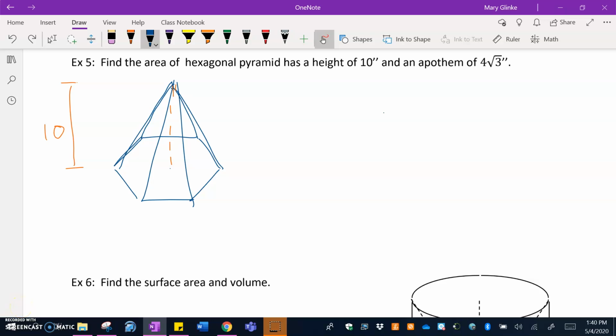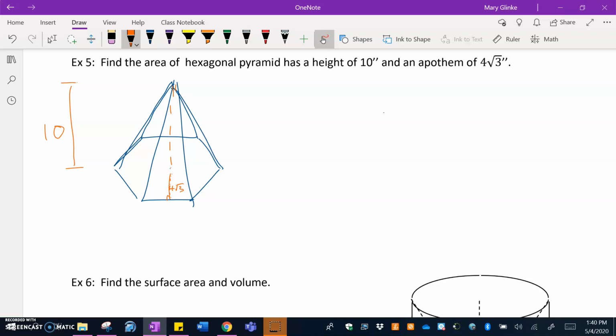In this one, we're going to find the area of a hexagonal pyramid. So you can see our base is a hexagon, and the height from the apex to the base is 10 and the apothem is 4 root 3. The apothem is the distance from the center to the side. Right here, this part is going to be 4 root 3.